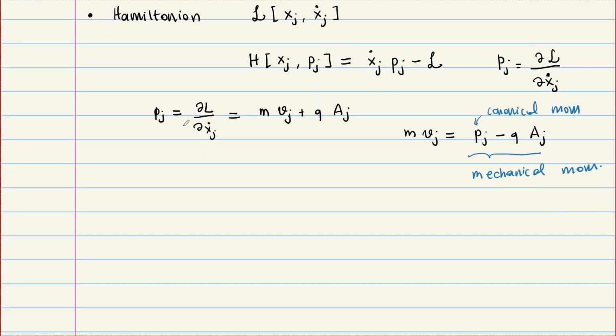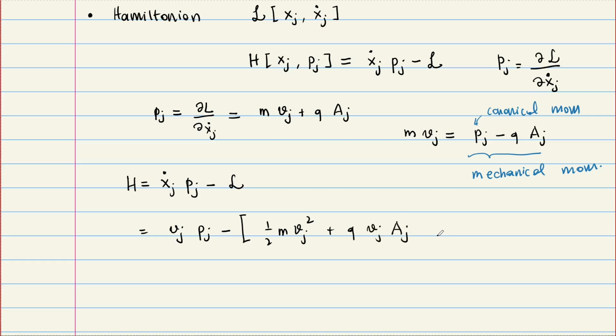Now, our program is what? We calculated Pj and put it here and calculate the Hamiltonian. Now, the Hamiltonian is equal to xj dot Pj minus the Lagrangian, and this is equal to Vj, and Pj we just calculated here, minus the Lagrangian, which is 1/2 m Vj squared plus q Vj Aj minus q phi.